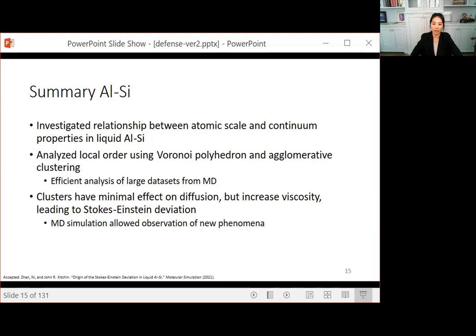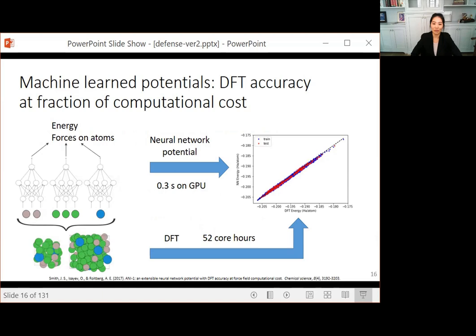So now we think about the previous study and we say, okay, we used a physical potential and it's not as accurate as DFT. And this is one of the main motivations for the machine learned potential, because it can be as accurate as DFT at a fractional computational cost.